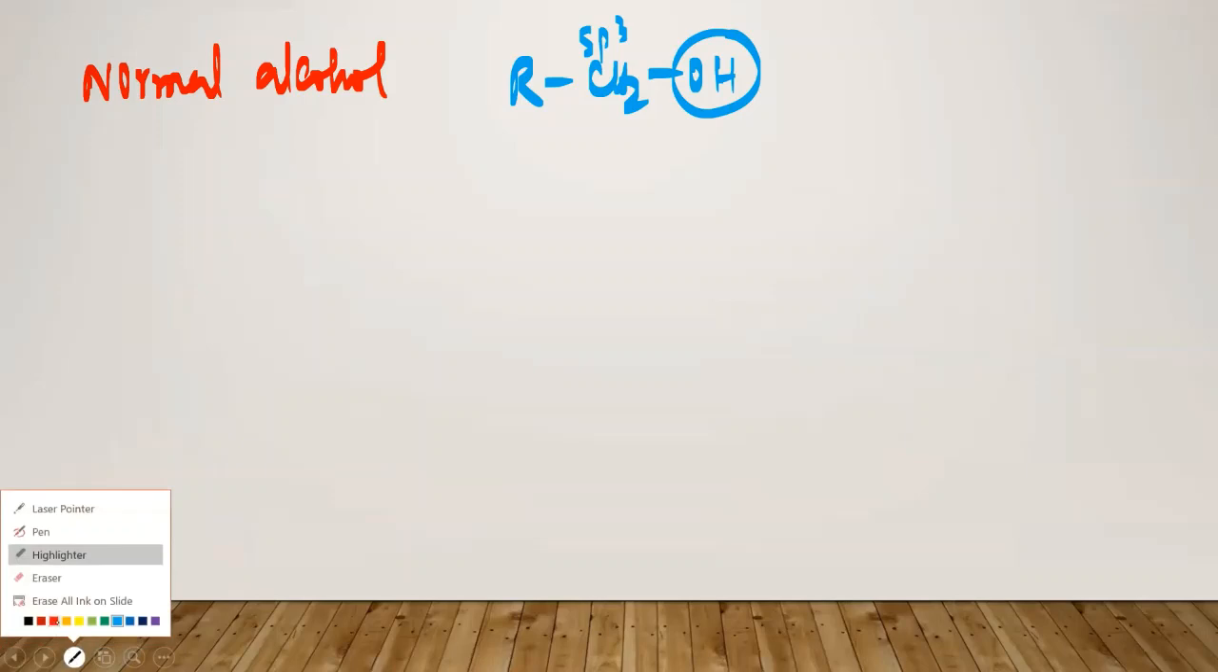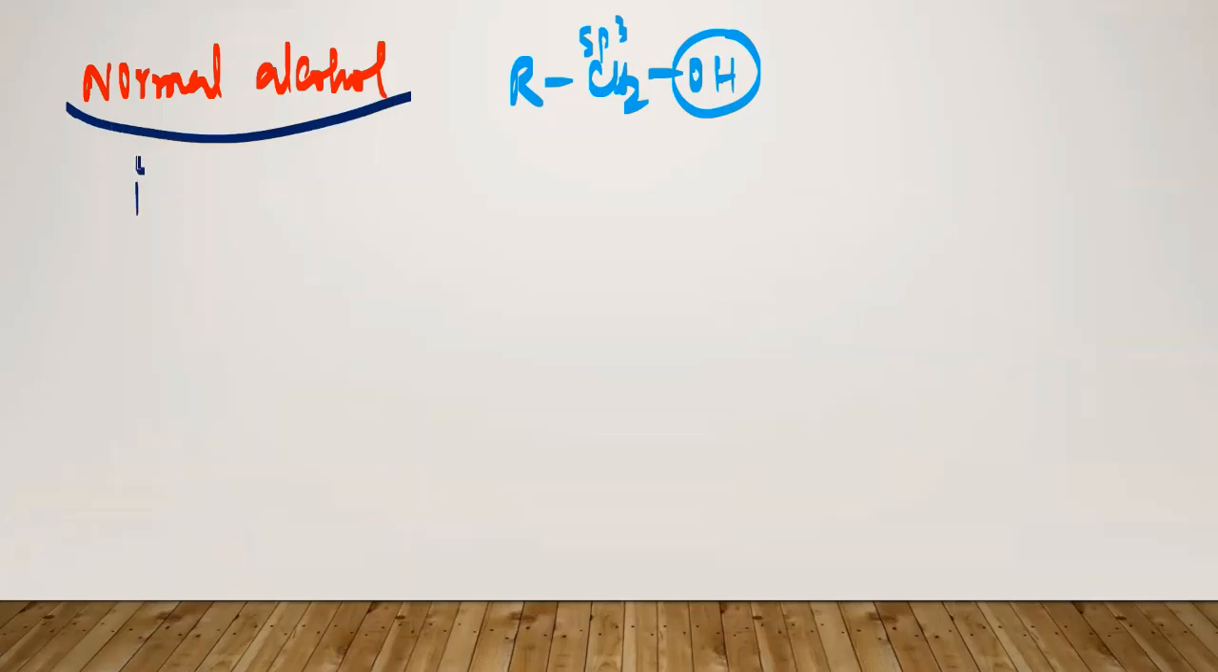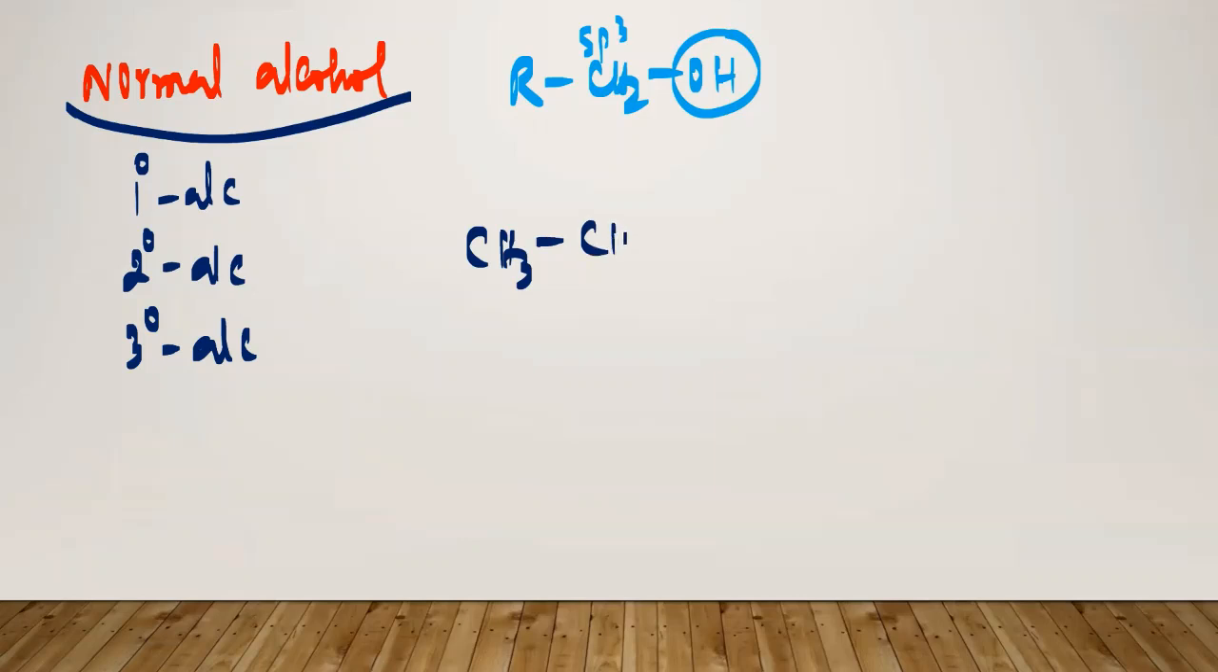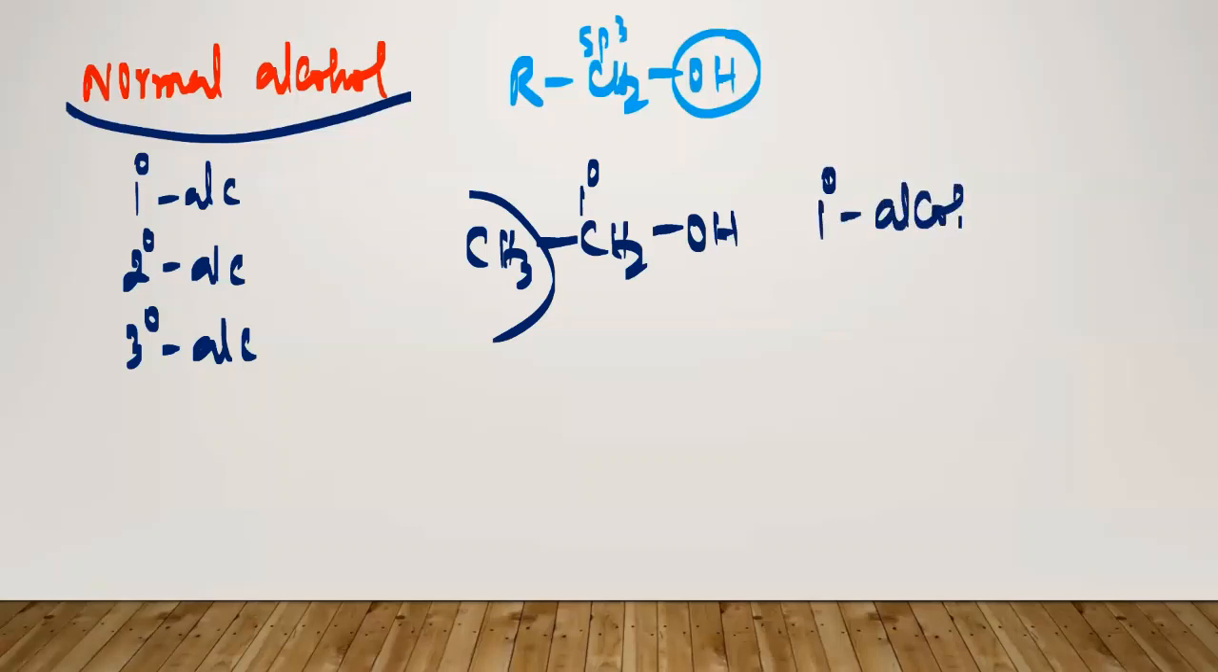So let's have a look. It's a very easy thing. Let's try to understand. So a normal alcohol can be a 1 degree alcohol, a 2 degree alcohol, or a 3 degree alcohol. What is a 1 degree alcohol? Very simple. Let us see, here we have CH3, CH2, OH. Now look at this carbon. This carbon is called a 1 degree carbon because it's attached to only one other carbon directly. So it's a 1 degree carbon. So this alcohol will be called a 1 degree alcohol or primary alcohol.